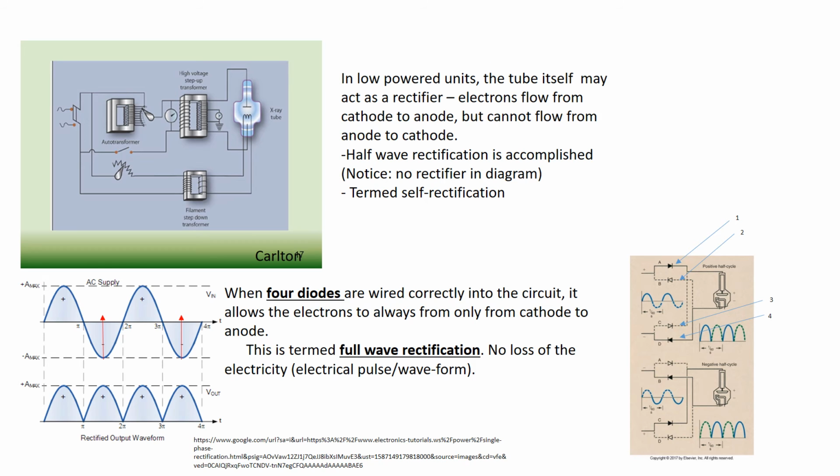Now, if you want to study the actual path of the electricity flowing through the tube itself, Carlton has a very good description going through each of the diodes as the electricity flows through it. It's not anything you have to memorize for the registry, but you need to know that rectifiers are there to change AC to DC. If you want to have full-wave rectification, which means that you're going to utilize all parts of the AC cycle, you're going to need at least 4 diodes incorporated into your circuit.